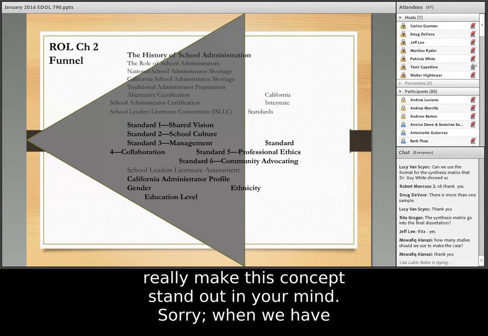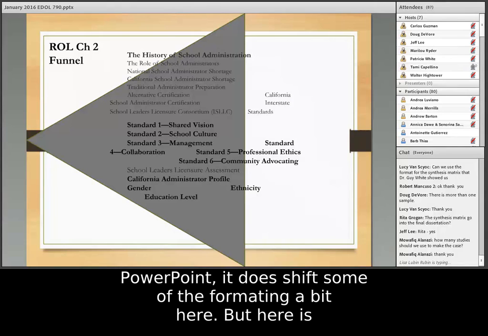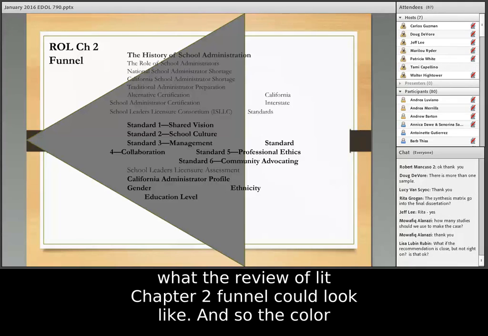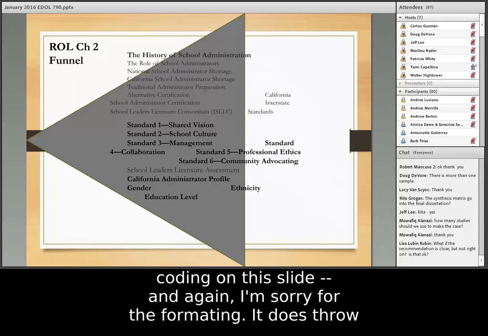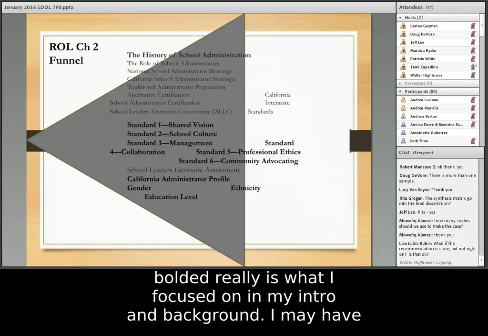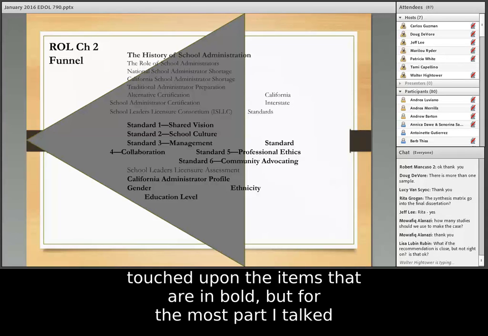So again, sorry, when we use PowerPoint, it does shift some of the formatting a bit here, but here is what the Review of Lit Chapter 2 funnel could look like. And so the color coding on this slide, and again, I'm sorry for the formatting, but what I did, again, this is my study, everything that is not bolded really is what I focused on in my intro and background. I may have touched upon the items that are in bold, but for the most part, I talked about what was not in bold.